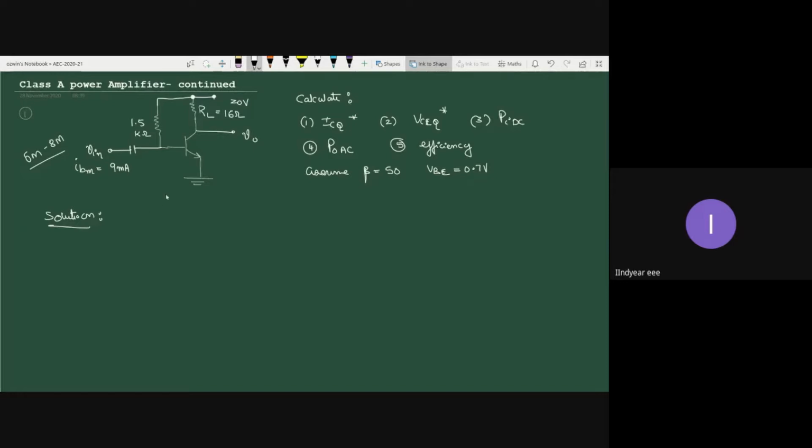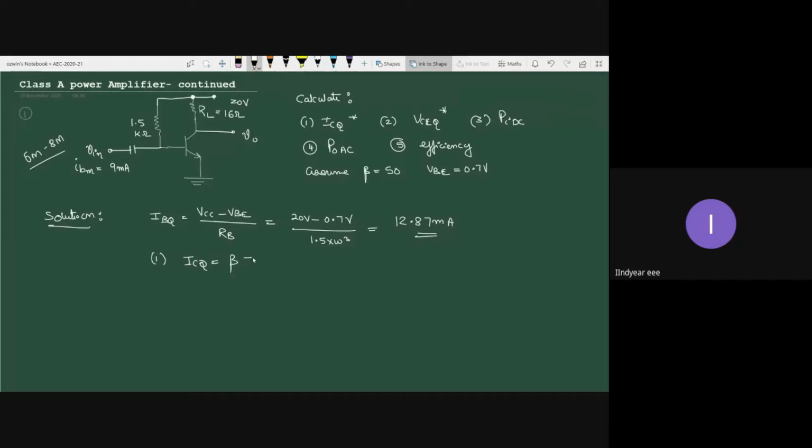Okay, so first let us calculate ICQ. In order to find ICQ, you need to know IBQ, right? So what is IBQ? Power supply voltage minus transistor threshold voltage divided by base resistance RB. So that's 20 volts minus 0.7 volts divided by 1.5 into 10 to the power 3. Okay, so that is about 12.87 milliamperes. Okay, so that is IBQ, and therefore you can find ICQ.